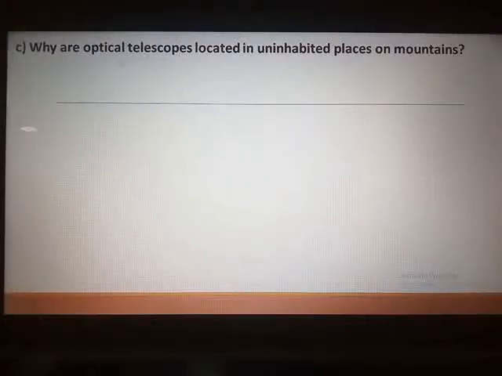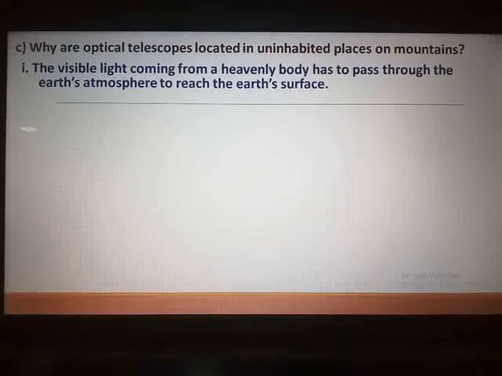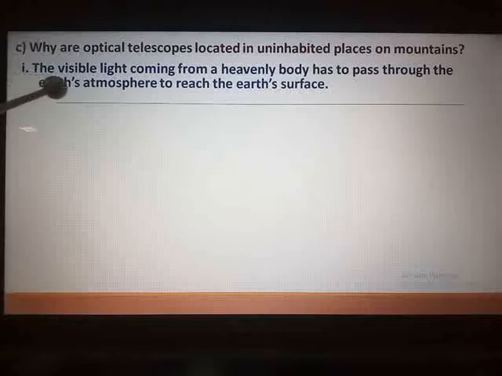A big question. You can say not a big question, but the answer is quite lengthy. You can shorten the points on your own and then form the answer and write. General points I will mark and give to you. Page number 213. Start marking right from the first line. 6 points are there. The visible light coming from a heavenly body has to pass through the Earth's atmosphere to reach the Earth's surface. All the points are in continuation, so I will only give you the point numbers.